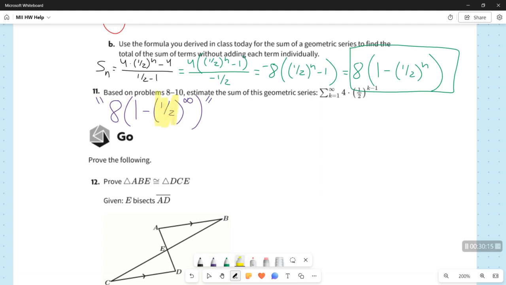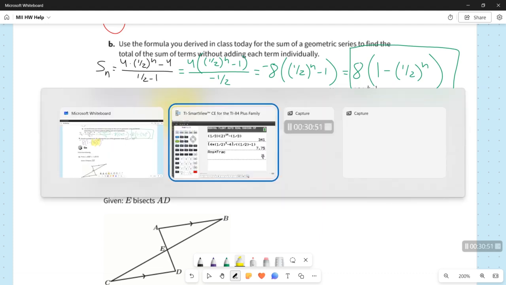If you think about this piece right here, well, instead of infinity, if you raised 1 half to the first power, you'd get 1 half. If you raised it to the second power, you get 1/4, which is smaller. If you raise it to the third power, you get 1/8, which is even smaller. If you raise it to the fourth, you get 1/16, which is even smaller. So what ends up happening here is that as your exponent gets bigger and bigger, the result gets smaller and smaller.